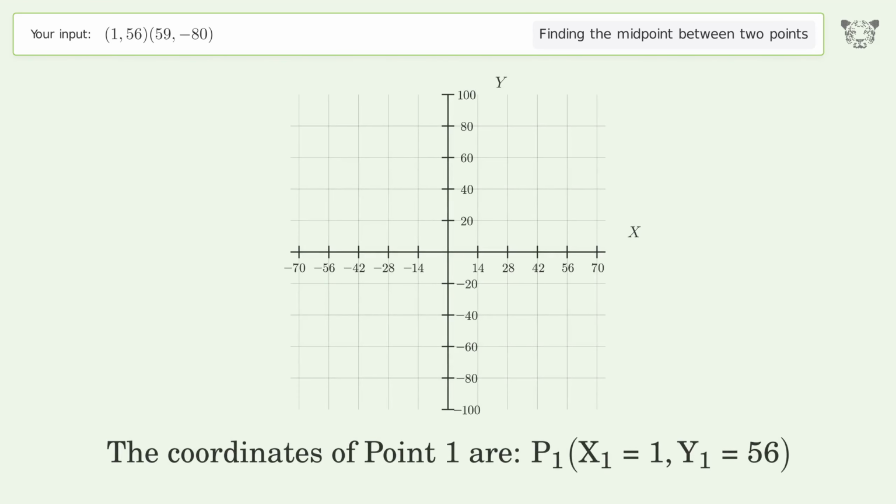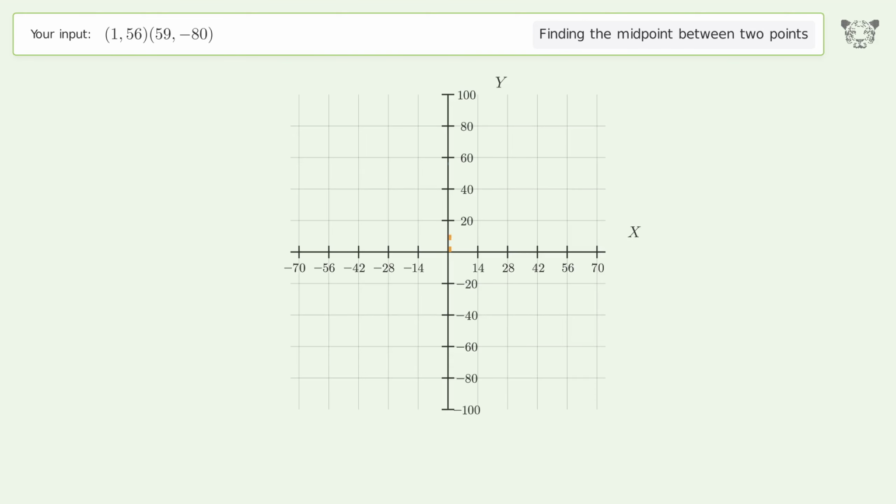The coordinates of point 1 are x1 equals 1, y1 equals 56. The coordinates of point 2 are x2 equals 59, y2 equals -80. PM represents the midpoint of the 2 points.